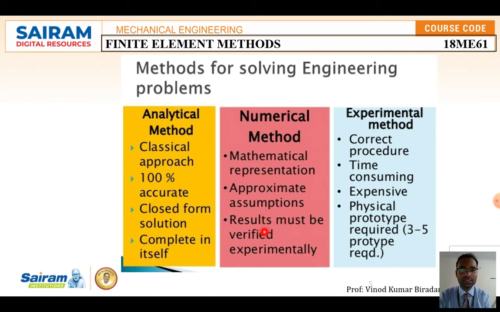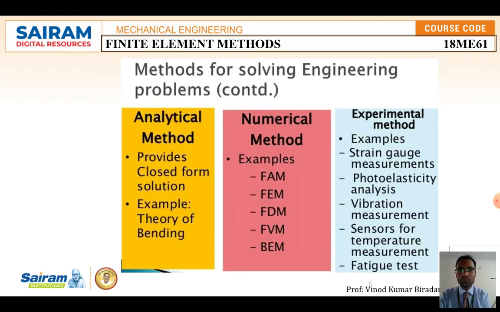Okay, after getting the result from the numerical method, we have to verify it with ANSYS software or any software. Experimental method means we have to follow the correct procedure. It is time consuming and expensive, and a physical prototype is required three to five times. Okay, so again, continuing.